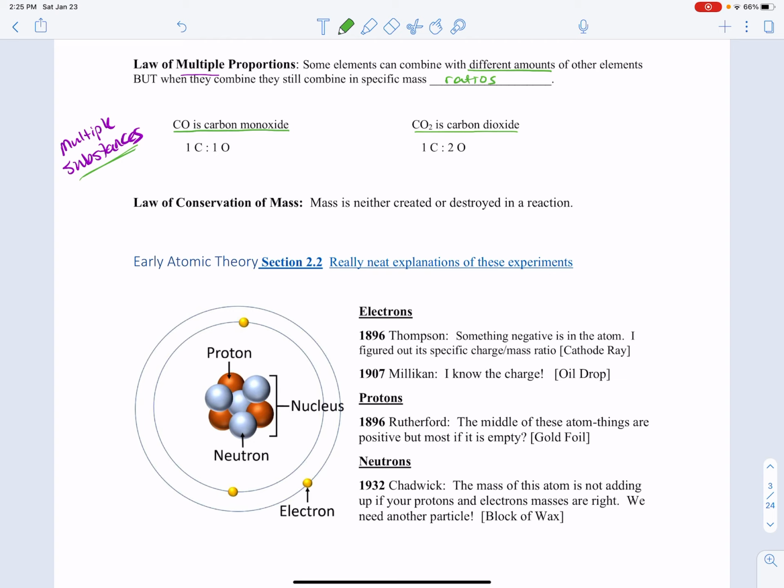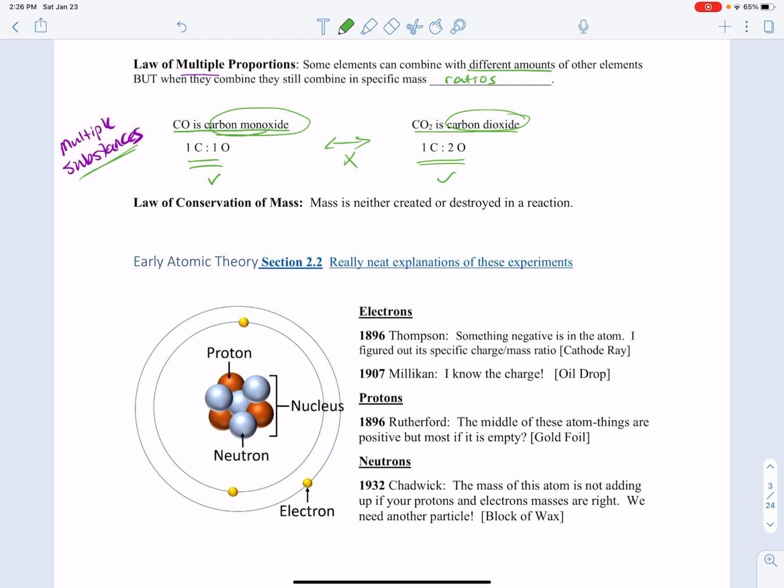And again, they would take the sample and break it down, and they would say, everything that's carbon monoxide always has a 1-to-1 ratio, and everything that's carbon dioxide always has a 1-to-2 ratio. Even though they have carbon and oxygen, they are not the same. And it's interesting because they're still combining in these specific ratios, 1-to-1, 1-to-2, 1-to-5. So that was what they also were talking about at that time.